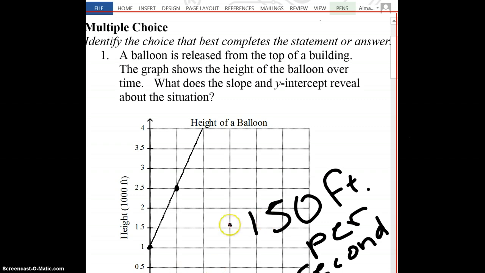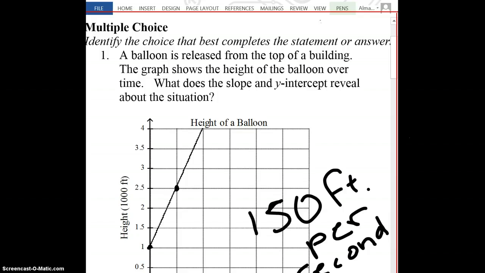And our y-intercept, remember that's where the line crosses the y-axis. This is the y-axis, and the line crosses the y-axis right here. Remember we said this 1 stands for 1,000 feet. So our y-intercept is 1,000 feet. Based on what the problem tells us, we know that this stands for the height at which the balloon was released. So if we read all of these, the balloon starts at a height of 1,000 feet, yes.